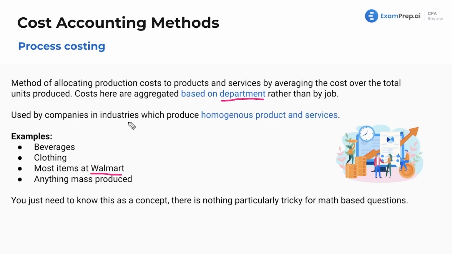These are used by companies in industries which produce homogeneous products and services, right? Just products and services that are all the same. Also services as well, cost services. So Walmart, right? They've got services. Costco's got services they offer when you go in there. And if those are all the same, right?